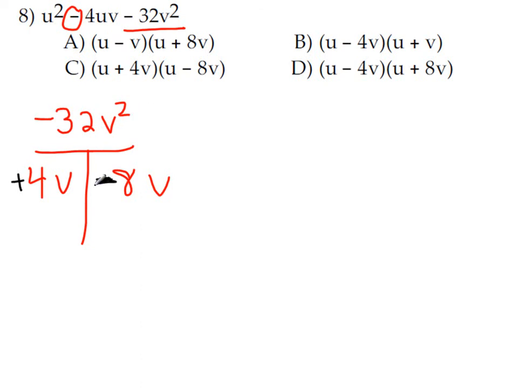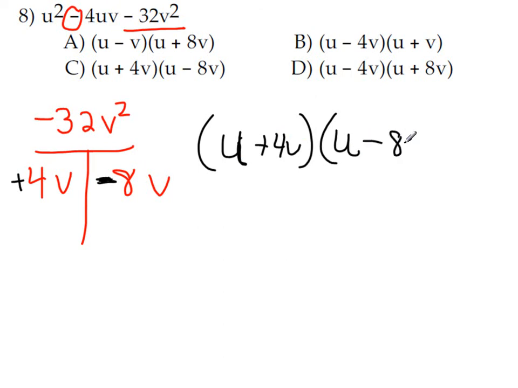Alrighty, so good start. And positive 4v minus 8v is negative 4v. So, leading coefficient was a 1. We have u plus 1 factor times, and my u's and v's look very similar, so let me add a hook on the u, minus the other factor. And the only one who wins is choice C.